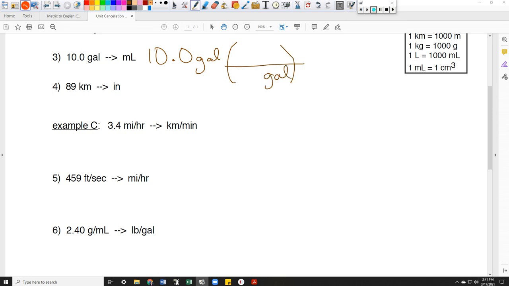All right. Here's where it gets a little different. Look on your conversion factor sheet. Can someone tell me exactly from your sheet a relationship from gallons to milliliters? It doesn't exist.